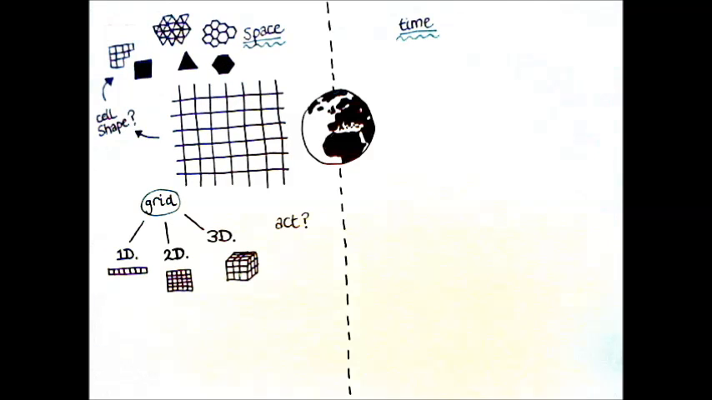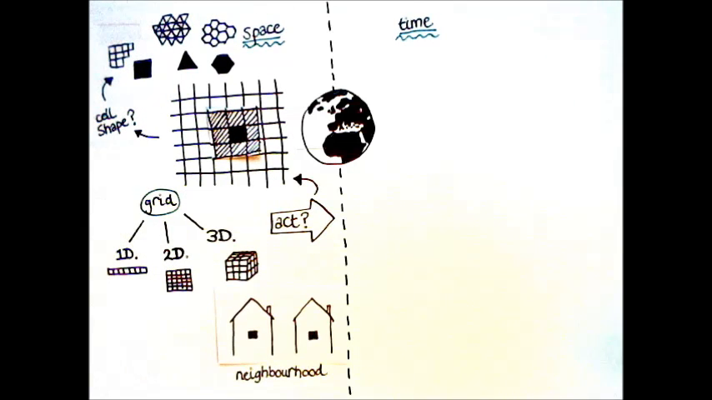Now how these cells act with each step in time depends on their immediate surroundings. The cell that we're looking at here is surrounded by a neighbourhood of cells, and the two most common neighbourhoods are the von Neumann and the Moore neighbourhoods shown here.